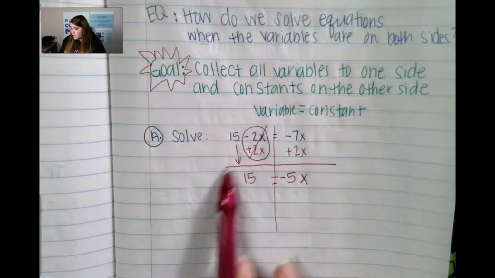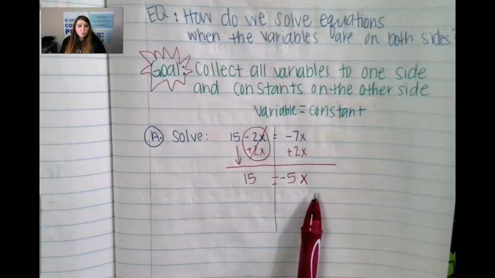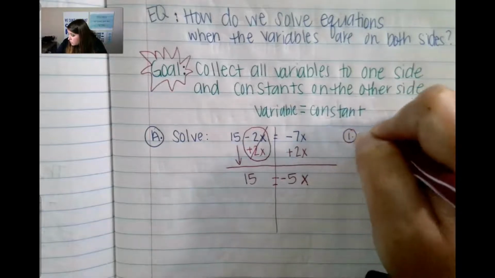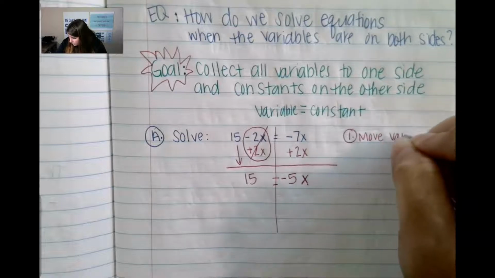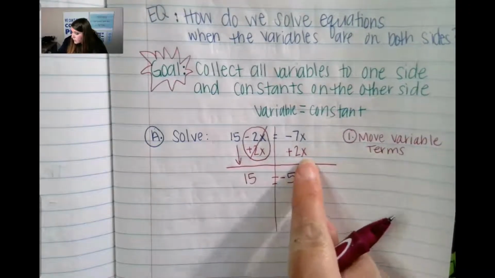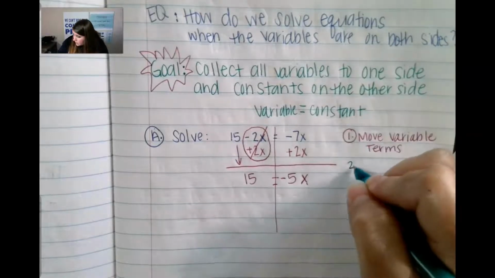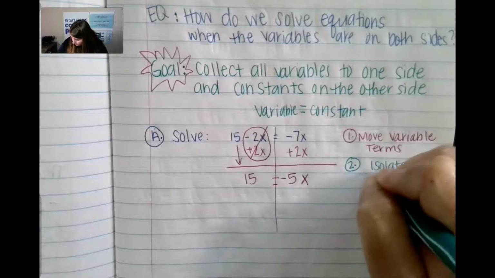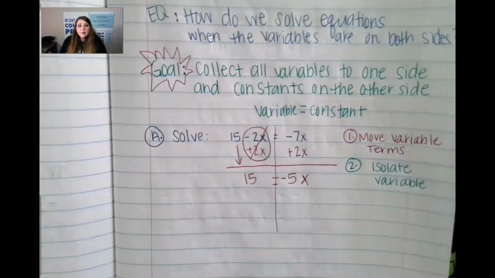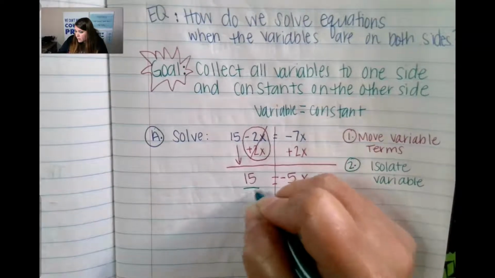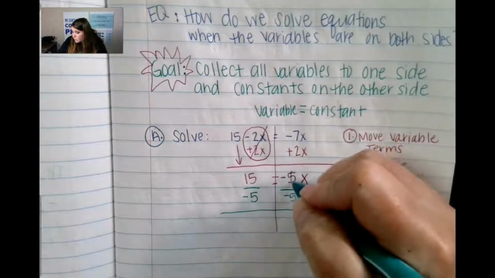Now this problem right here looks like a problem that you could do with one step. So you are now going to solve this as a one-step equation. So our first step was to move the variable terms. Okay, so we move this variable to here. Our second step is to solve or to isolate the variable. So let's go ahead and isolate that variable. So we're going to divide by -5 and divide by -5. That gives us 1x.